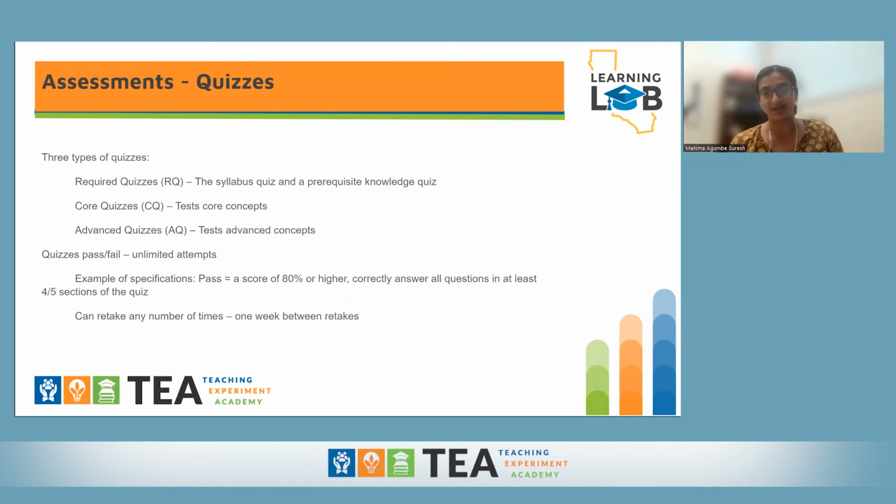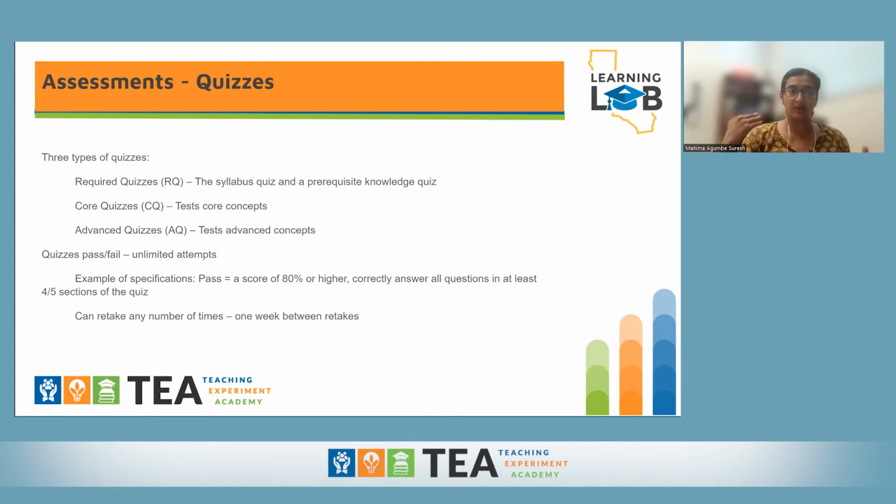One was a prerequisite knowledge quiz. This is something I have in all of my courses, irrespective of whether it's specifications grading or not. This was mainly to make sure that students, when they take this course, know what they're getting into. If they struggle with the prerequisite quiz, they know that they're going to struggle with the class. So this assessment was designed this way: required quizzes and core quizzes that test the core concepts. These are things that if somebody passes a course in networks, they should know.